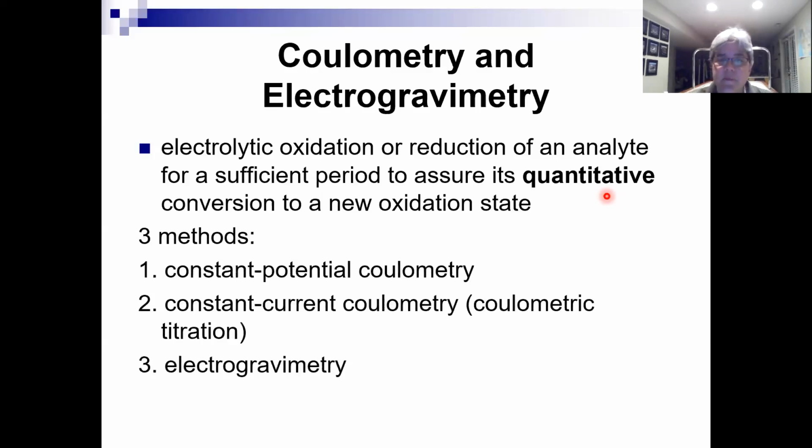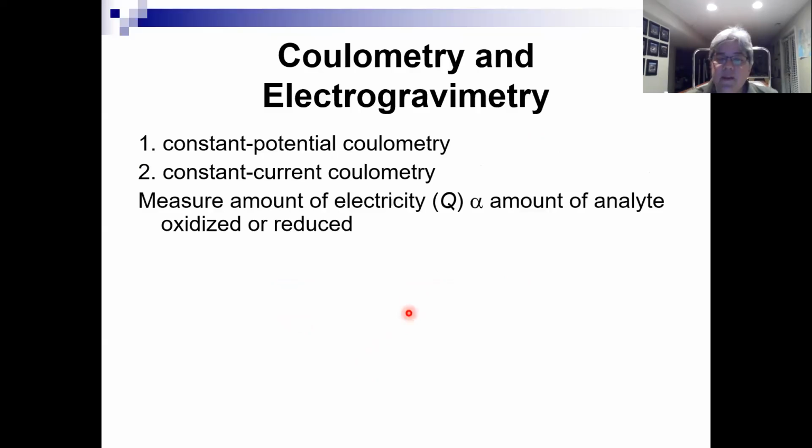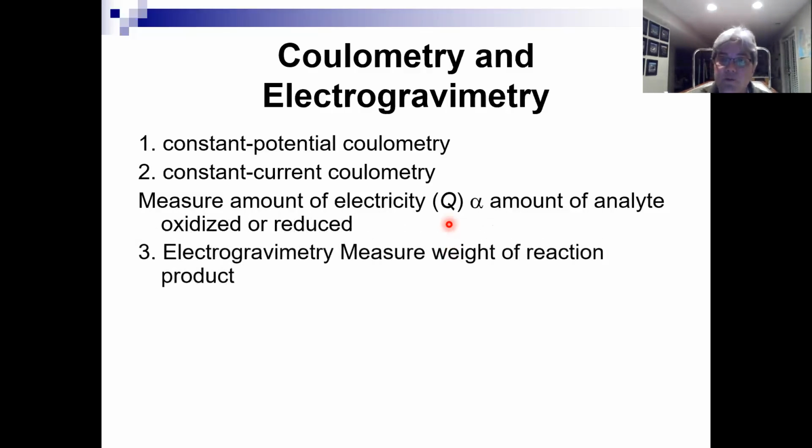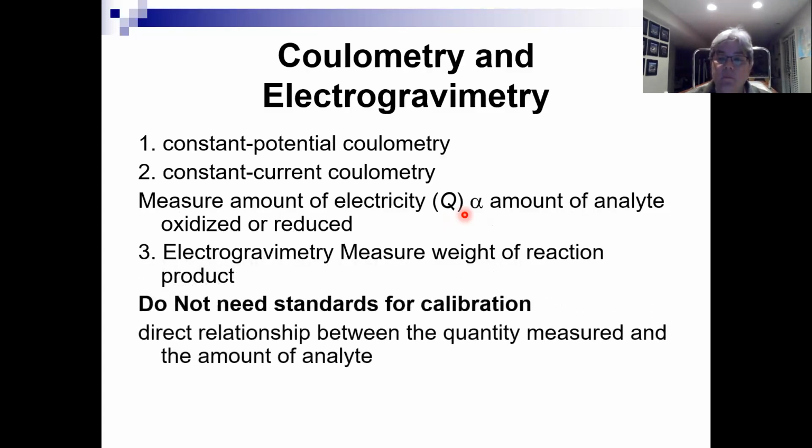Okay, so there's 3 methods actually. 2 of them are coulometry methods. Notice one of them we use a constant potential and one we use a constant current. And then there's electrogravimetry. Okay, so for the coulometry methods, we measure charge, we measure Q. So we're measuring the amount of electricity that we need to convert the analyte to the new redox state. In electrogravimetry, you measure weight, physically weigh it. How much weight of the new species do you form? Both of these, there's a direct relationship between what you measure, the charge or the weight, and the amount of analyte.